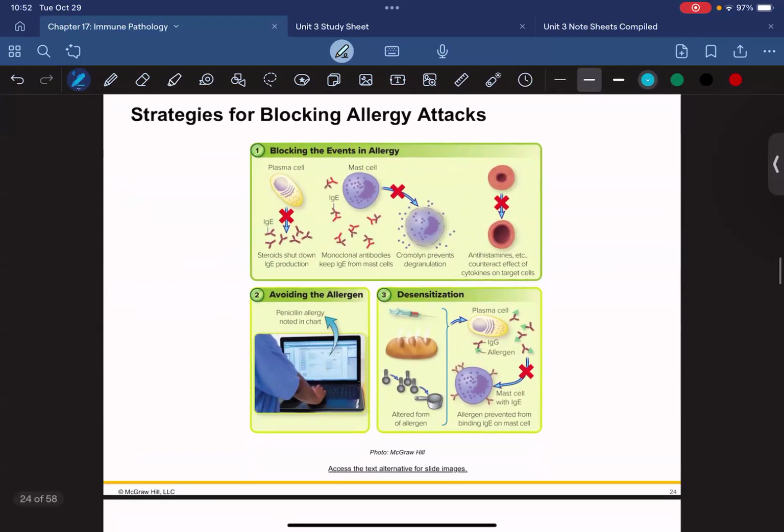So here are strategies for blocking your allergy attacks. First, we have blocking the events in allergy. We have our steroids in this first section, blocking IgE production. Second, we have blocking the production, the degranulation of our mast cells, or blocking the IgE from even being associated with the mast cells, which we can do with our IgG.